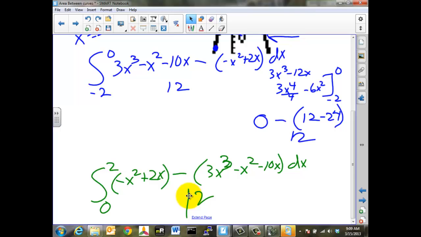Okay, so if we don't give you limits of integration, you find them. If the curves cross more than 2 times, you've got more than one integration to do.